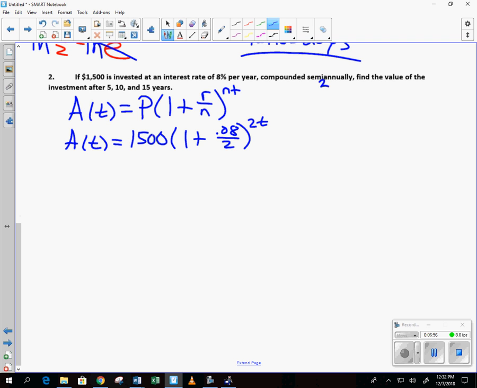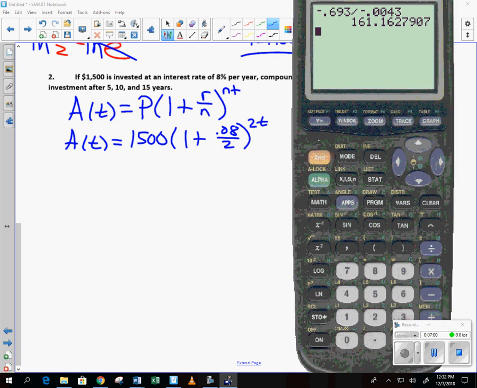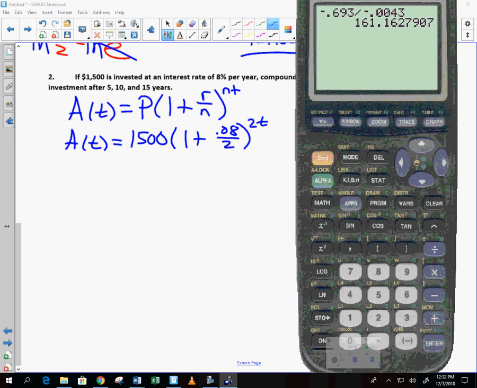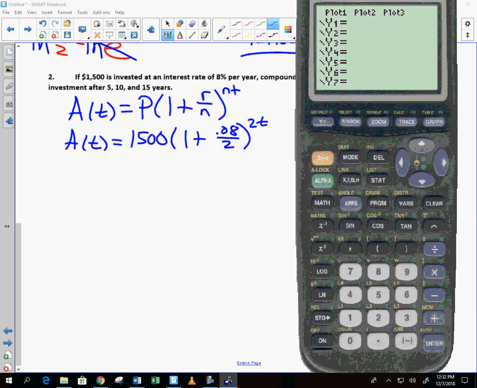Now, I don't know about you guys, but I want to save time here. So instead of plugging that in 3 times, I'm going to go to y equals and type that in. And I'll just go to my table, and I'll do 5, 10, and 15. Does that sound like a quicker way to go about this?